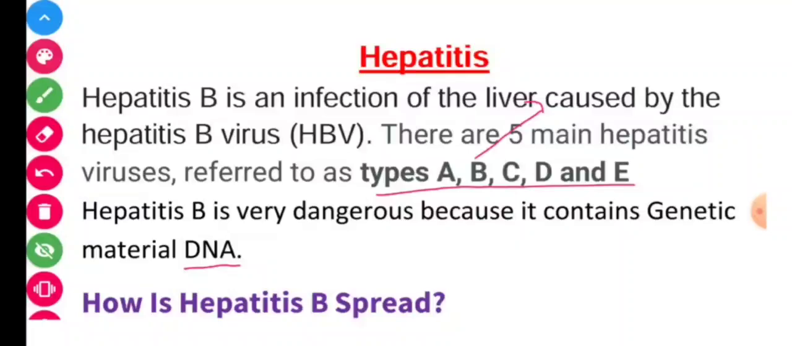Hepatitis B, or hepatitis simply, is an infection of the liver. That means from the virus of hepatitis, the liver is being infected, and it is obviously caused by the virus hepatitis B. Hepatitis B generally spreads through contamination of food and water.